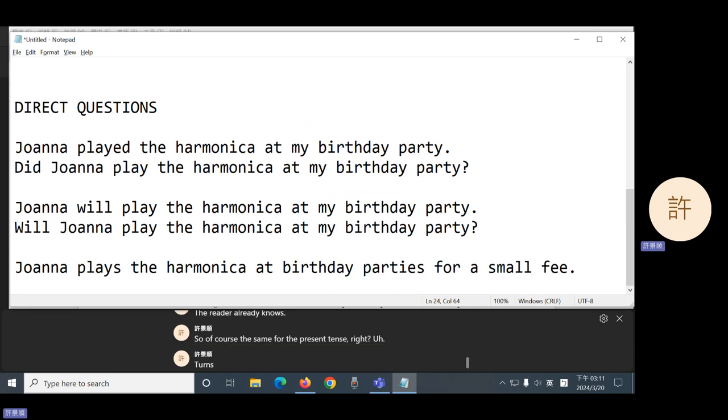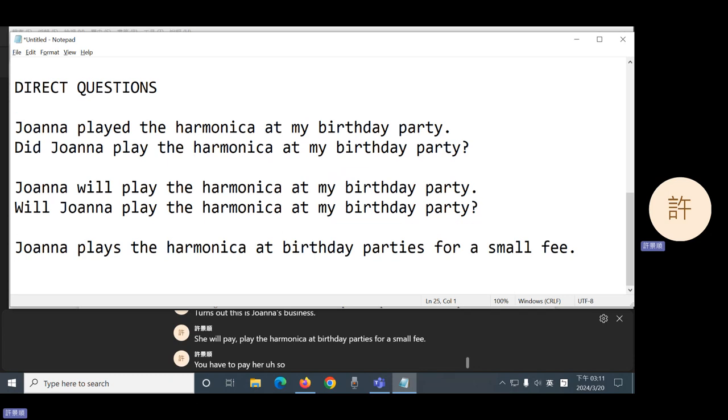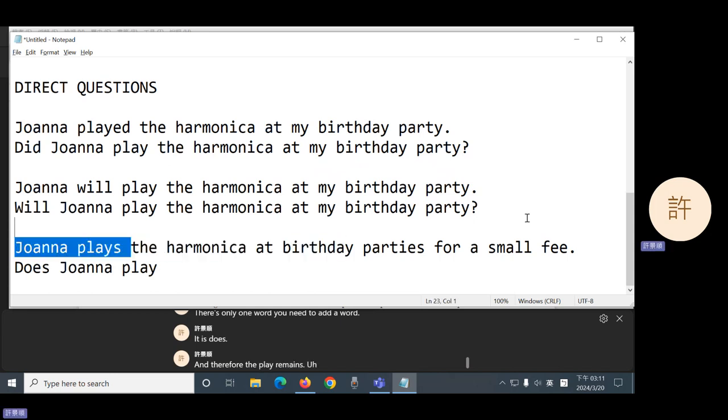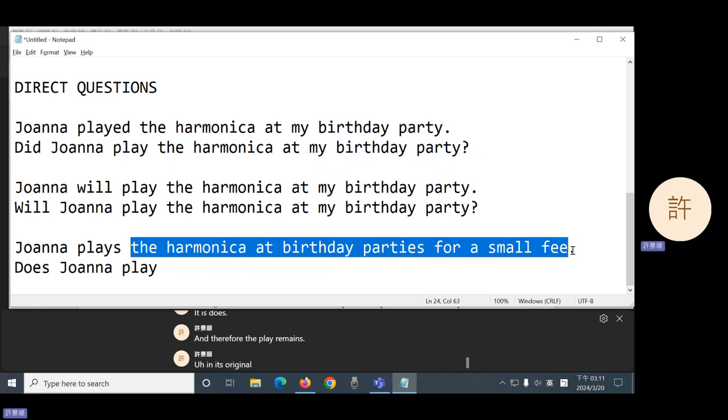Turns out this is Joanna's business. She will play the harmonica at birthday parties for a small fee. You have to pay her. So present tense, again, the verb, there's only one word. You need to add a word. It is does. And therefore, the play remains in its original state.